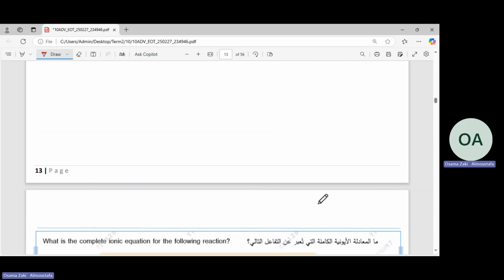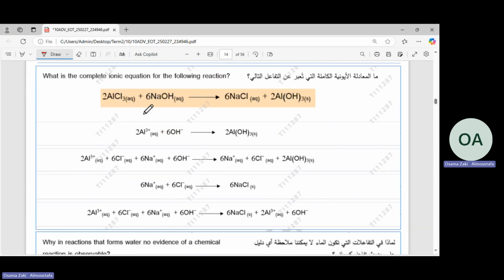Okay, let's move. What is the complete ionic equation of the further reaction? Same as the previous question. So here, this is not correct because it doesn't include all the ions. This one is not correct, by the way. Here, let's check. What do we have here? We have solid. What do we have here? We have aqueous. What did they write here? Solid. Look, the same substance, but there's a mistake. So this is not correct.